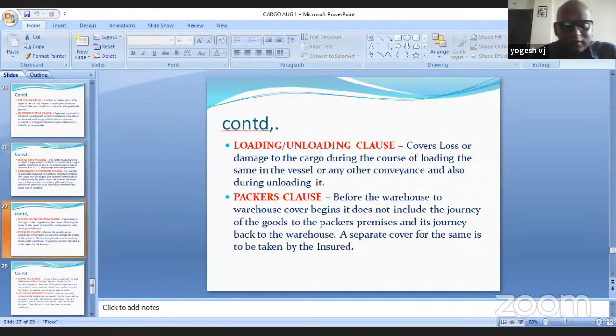Now, loading unloading clauses. Major losses in marine insurance, especially when the goods are coming by vessels, are caused during this particular part.